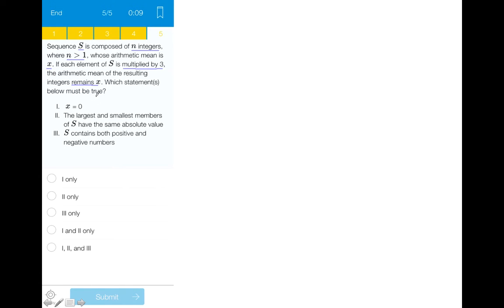So before we actually move into the statements, it's important to find a sequence that actually satisfies what was presented in the question. So if we had a sequence that was 1, 1, and 1, we'd have a mean of 1. N is also greater than 1 for the sequence. But if we multiply by 3 and produce this new sequence that would be 3, 3, and 3, we would have a new mean of 3 that does not stay the same as the original sequence. Therefore, it does not work for the question presented.